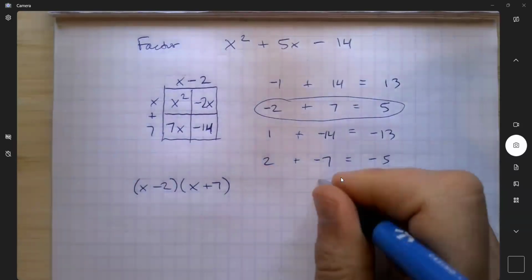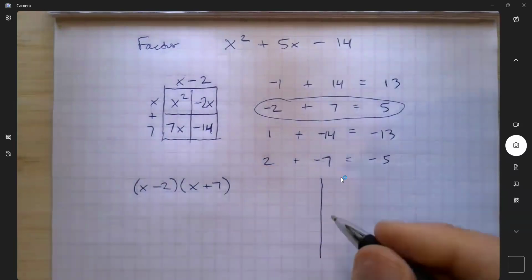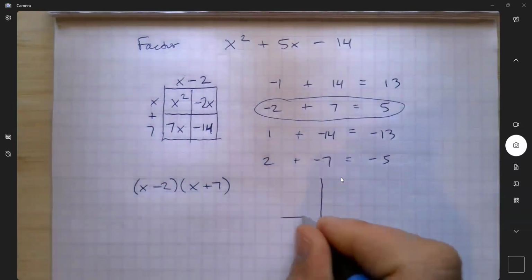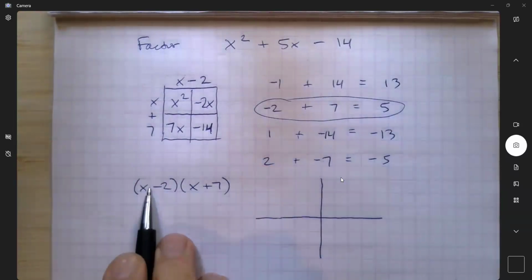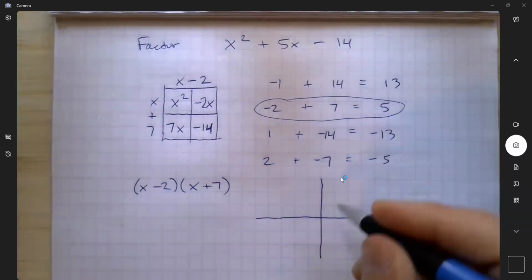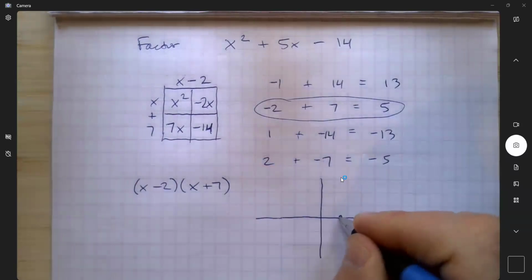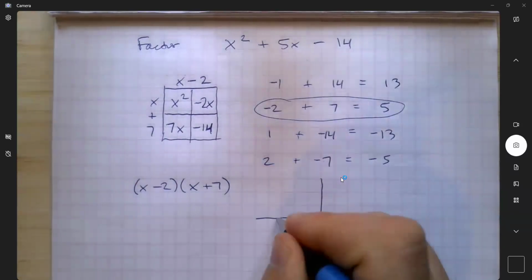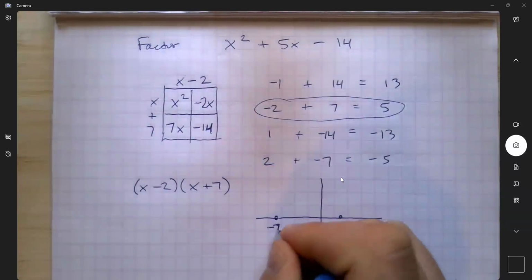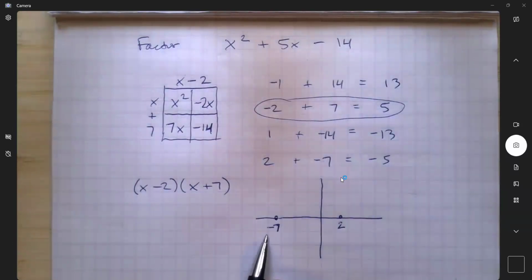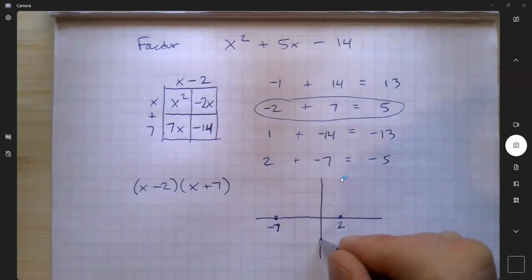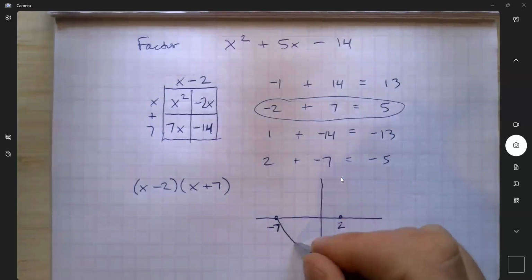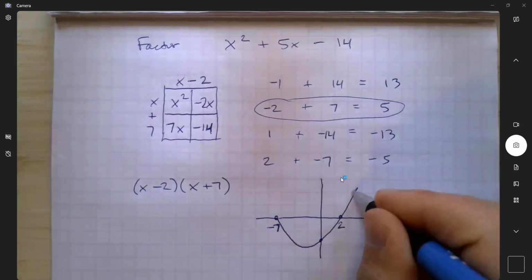And if you remember the video from before, what that means is that the x-intercepts of my parabola occur at positive 2 and negative 7, because you always switch the signs. And the y-intercept should be at negative 14. Don't worry too much about the scale, but it's going to look something like that.